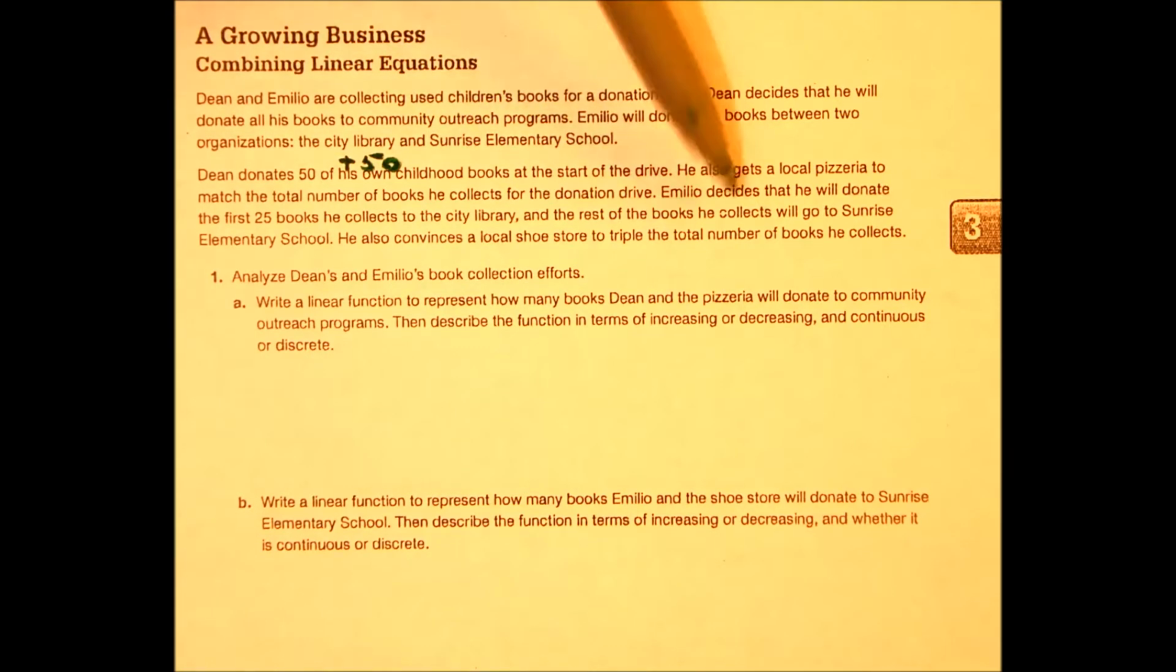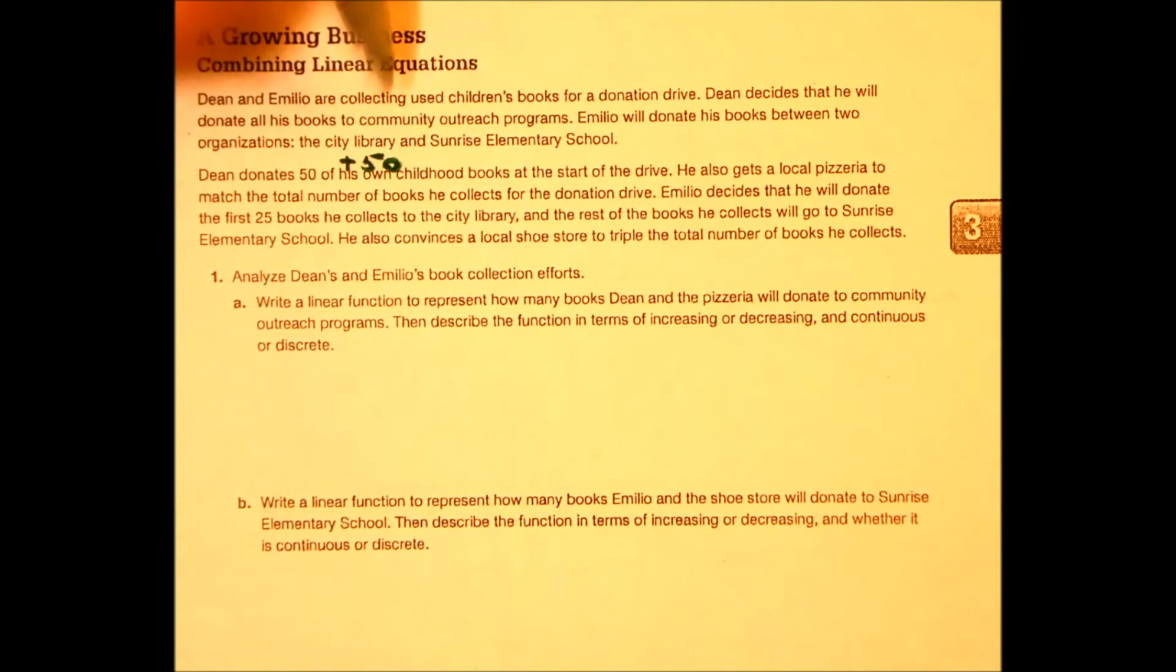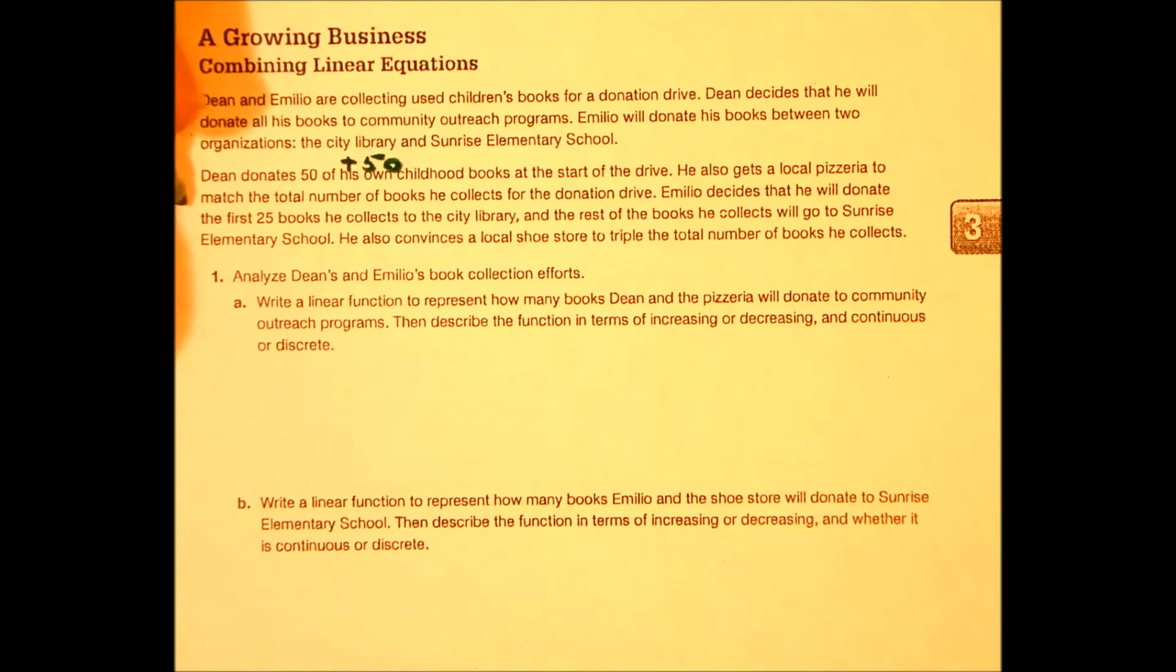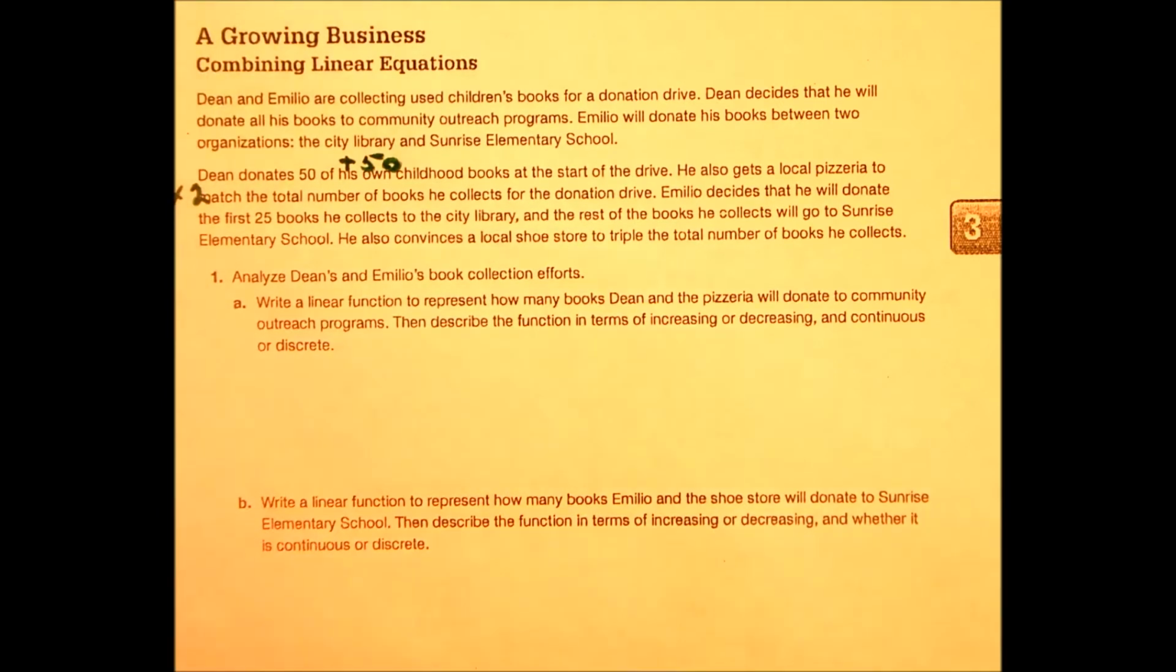At the start of the drive, he also gets a local pizzeria to match the total number of books he collects for the donation drive. So that means whatever he collects will be multiplied by what? Correct. So you have whatever he collects, and then it gets multiplied by 2. Okay, so we multiply by 2. Remember, we put multiplication in parentheses, so you can just put parentheses 2.